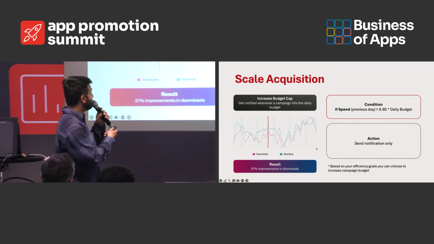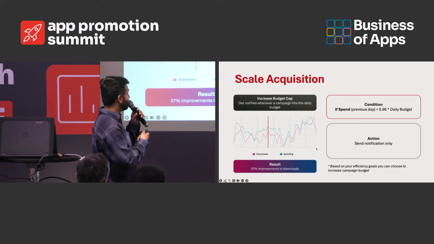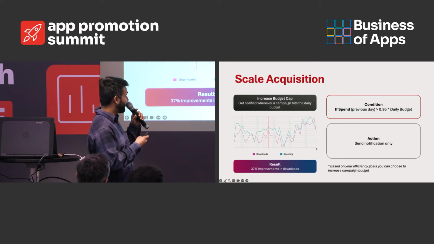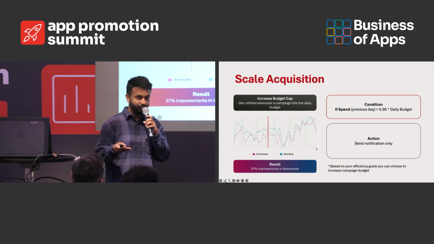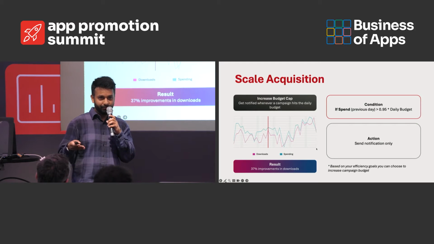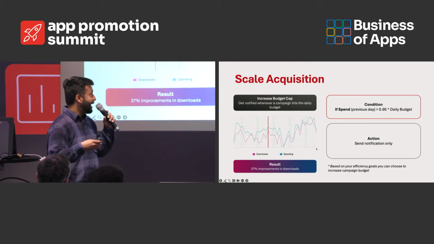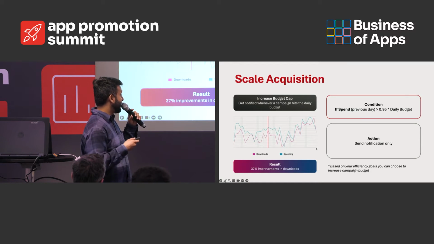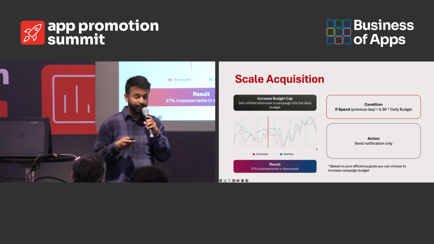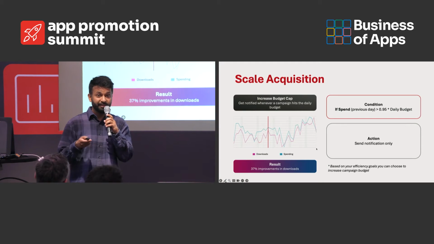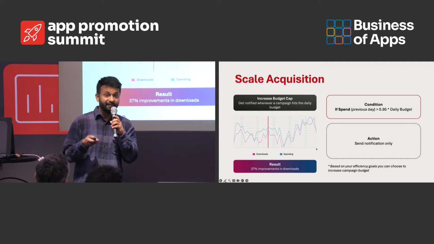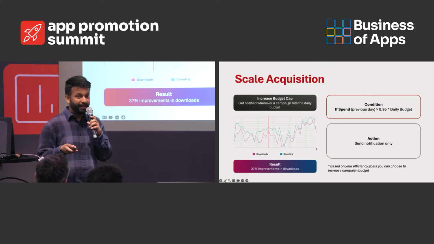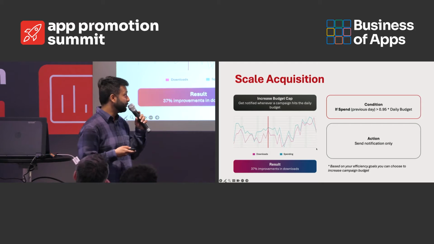And as you can see in this example, the red line you see here, that's the point when I got the notification that one of my campaigns was limited by budget. And after improving my budget strategy, I increased my daily budget. And after some time, I saw my downloads going up, and I was able to improve my downloads by 37% by simply increasing my campaign budget. And that's why I said it's a very easy win, and you shouldn't ignore this automation rule.